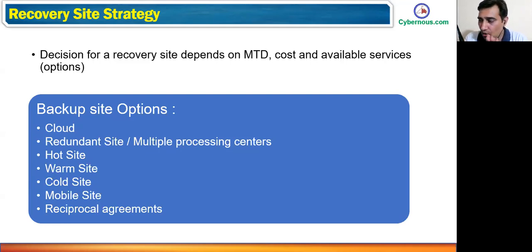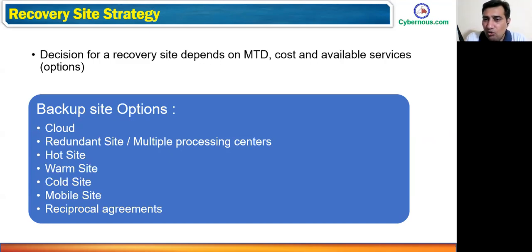So people prefer cloud. Another one is a redundant site. If your RPO or RTO is very low, then you may prefer having a redundant site. That means you have a site in Bangalore, also have a site in Mumbai. They are in sync all the time. So immediately you can switch over between two sites.